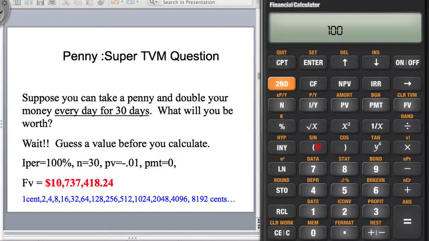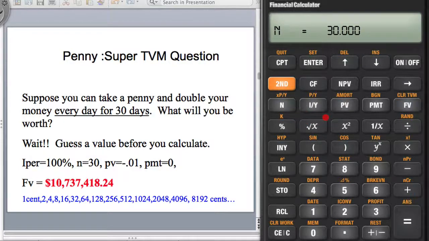That is the key, guys. Actually, your interest rate per period is 100%. So it's not 2, it's not 20 or anything like that. Number of periods is 30. So it's 30 days. So that's 30 N. Always remember, you first enter the value and then hit the corresponding function key.